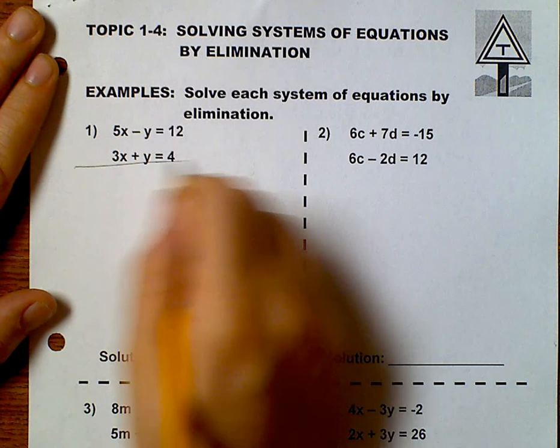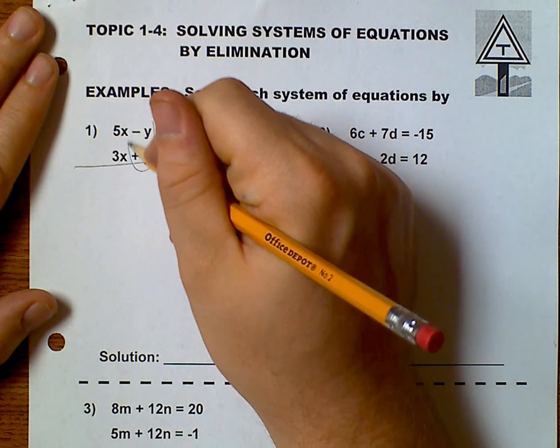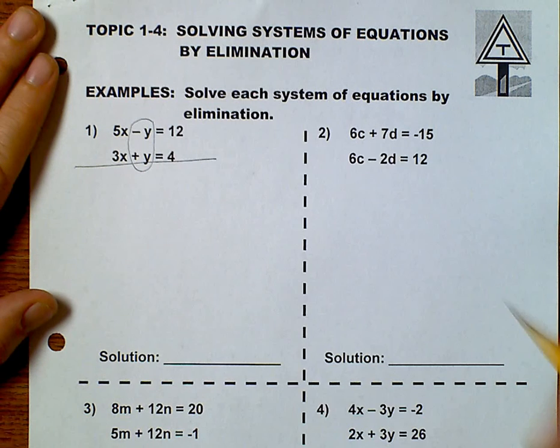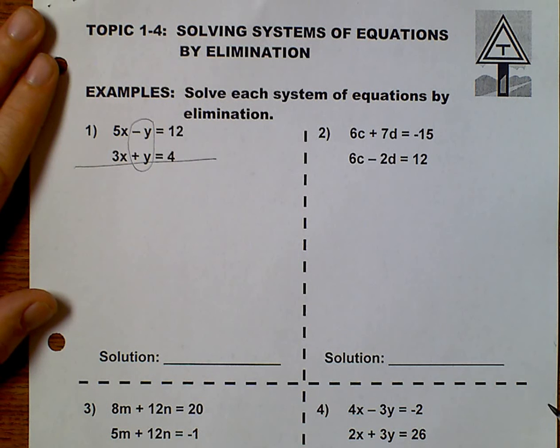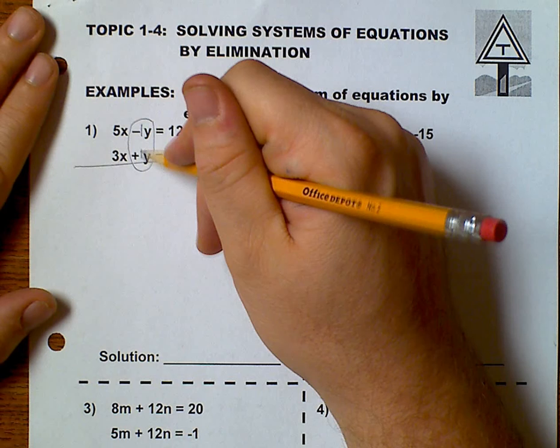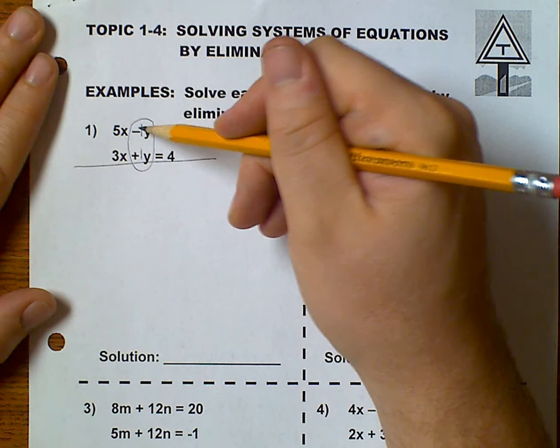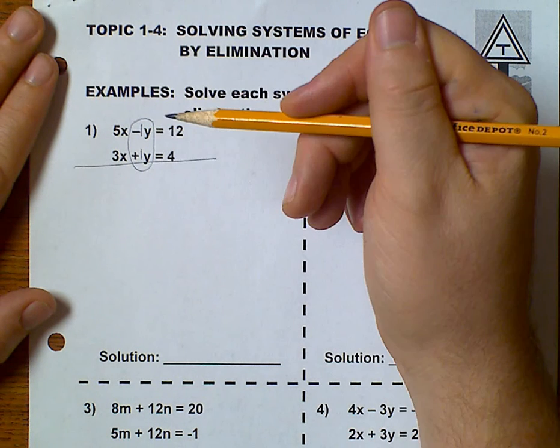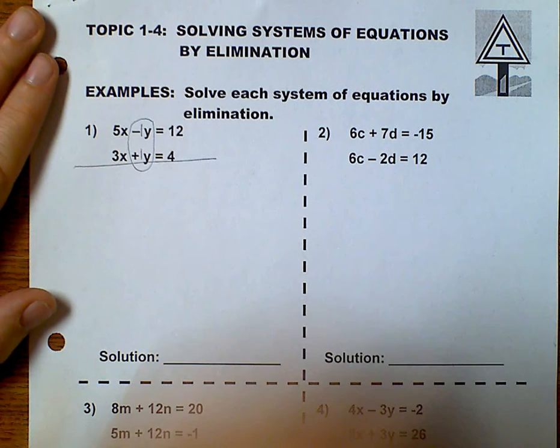And so if I look here, I've got a negative y and a positive y. And that's what we want. Both of these have the same coefficient. That coefficient is 1. But one of them is negative and the other one is positive. And so we're going to add these to make them go away.